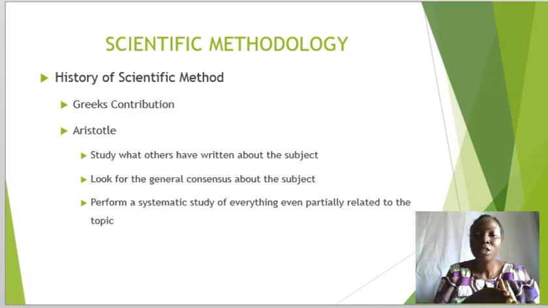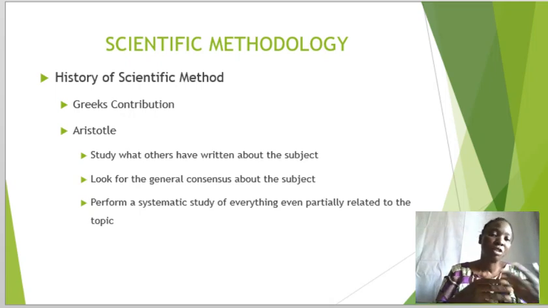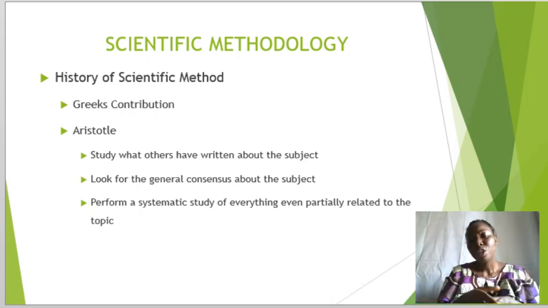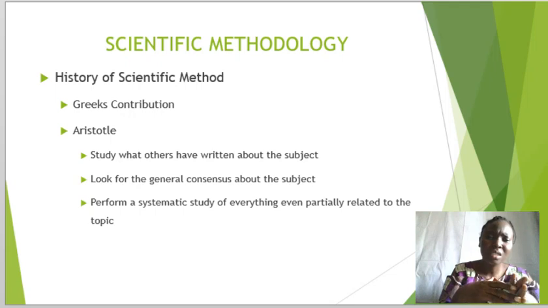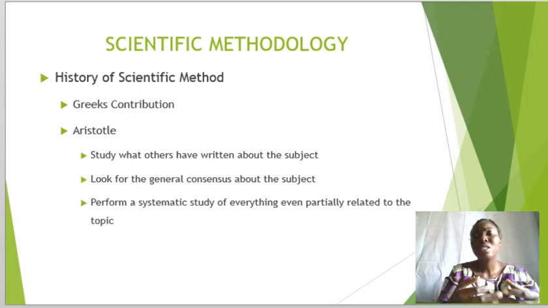There are three major steps in his contribution to the scientific method. He said, number one, study what others have written about the subject. If you have a thought about a subject matter, you study what people, researchers ahead of you, have said about such. What are people around you saying? What the authority in this field is saying? Then you look for general consensus about the subject. What is the acceptable opinion? What is everybody saying? That is what Aristotle meant by general consensus. What is the agreed fact about this particular subject matter?